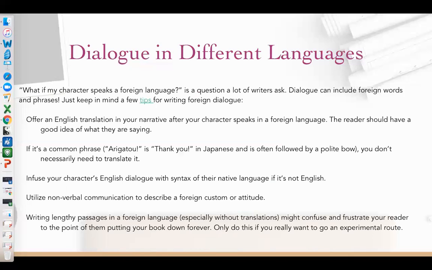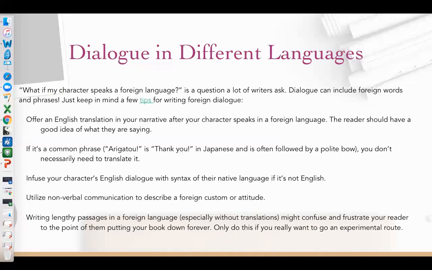And if it's not a common phrase like thank you in Japanese, followed by a polite bow, then you don't necessarily need to translate it. If you infuse your character's English dialogue with a little bit of their native language, or you can infuse it if their native language is not English. And of course, using nonverbal communication.